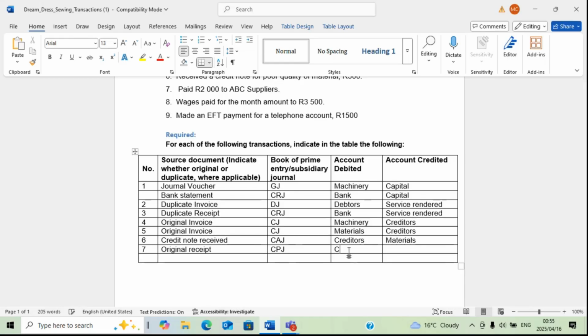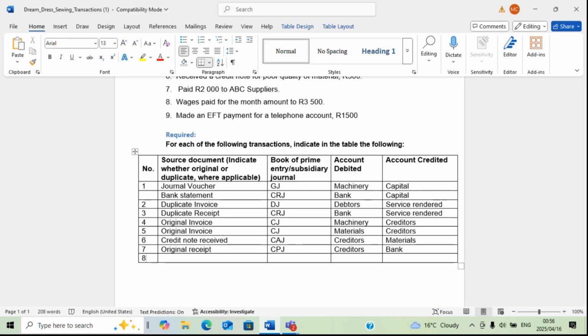Okay, and then the two accounts affected here are going to be creditors. They are decreasing because you are making a payment to them. And you are also going to credit your bank because your bank is decreasing and your bank is an asset, and whenever an asset decreases, you credit. Creditors are debited because they are decreasing and they are liabilities, and whenever liabilities are decreasing, you have to debit them, right? So that is how you were supposed to record our transaction number 7. And then let's go to transaction number 8.